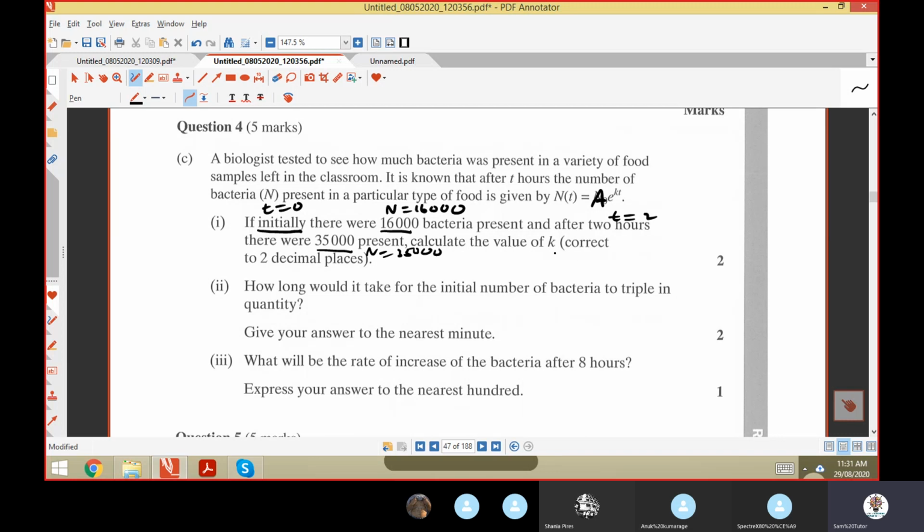Before you can find K, what letter are you meant to find from the initially bit? Yeah, the N naught or the A, that letter. You can make it the letter A. So first you're meant to find the number in front of E by subbing time is 0. Once you've done that, then you'll go and sub in your second set of conditions and you should be able to find K. Good luck. Let's see.